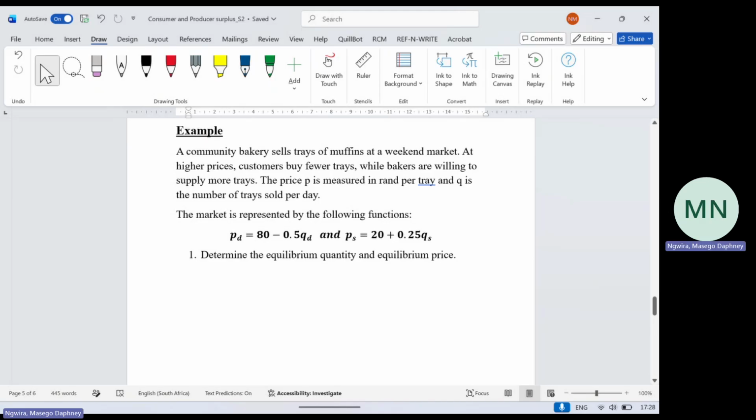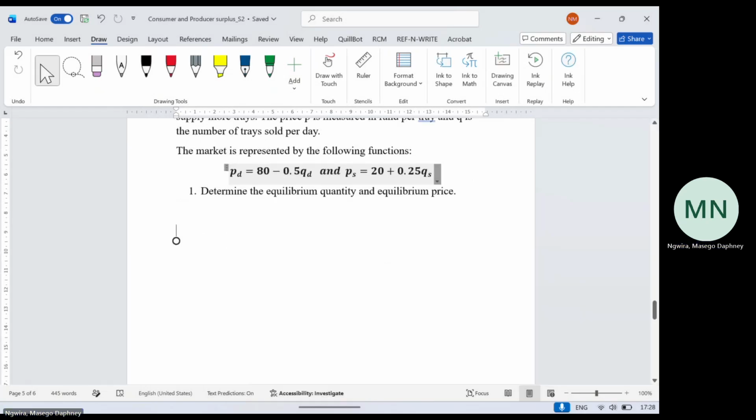So here they're saying that the market is represented by the following functions. So we have these two functions. P equals, and then P equals. So they give us our formulas in terms of P, where P is dependent and Q is independent. You can see that, but it doesn't really matter.